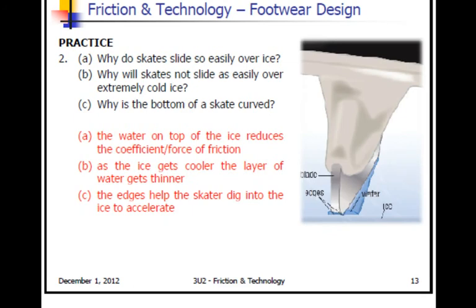So why do skates slide so easily over ice? The water on top of the ice reduces the coefficient of friction. Why will skates not slide easily over extremely cold ice? As the ice gets cooler, the layer of water gets thinner. Why is the bottom of the skate curved? The edges help the skater dig into the ice to accelerate.